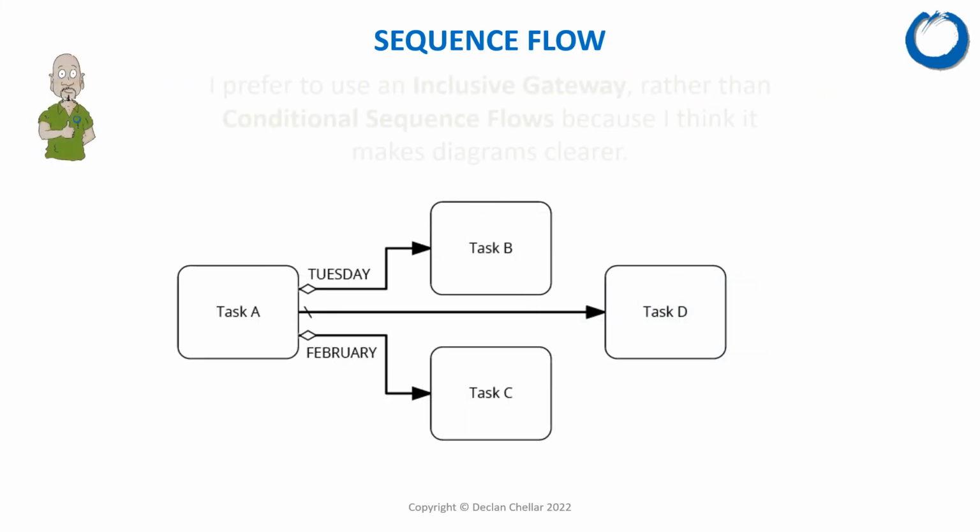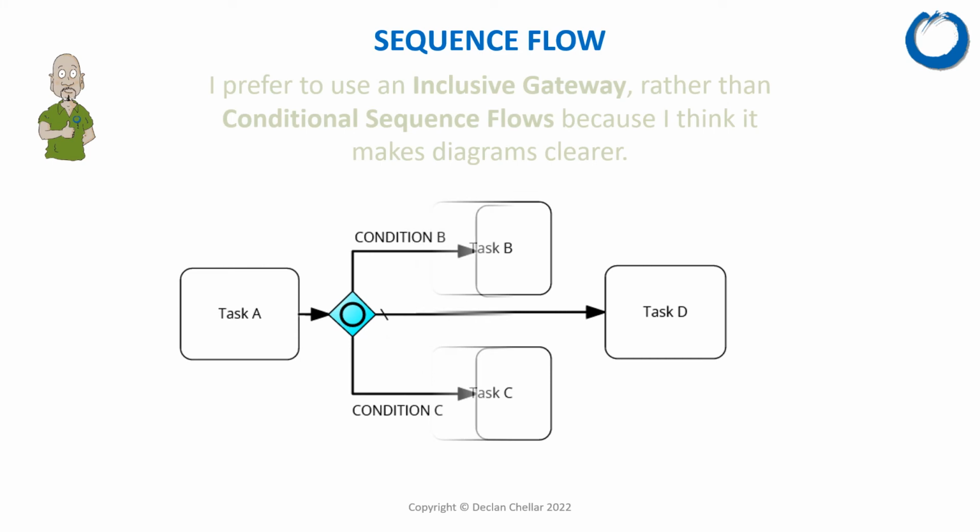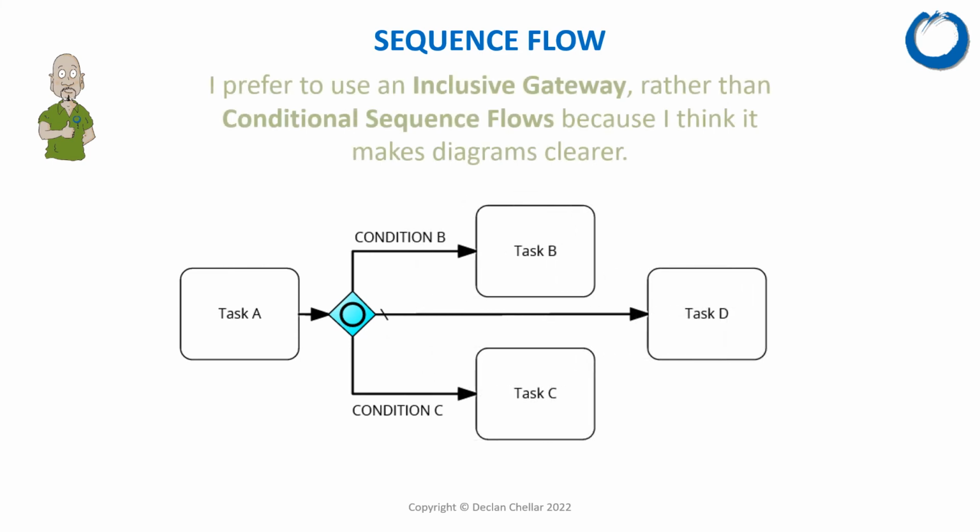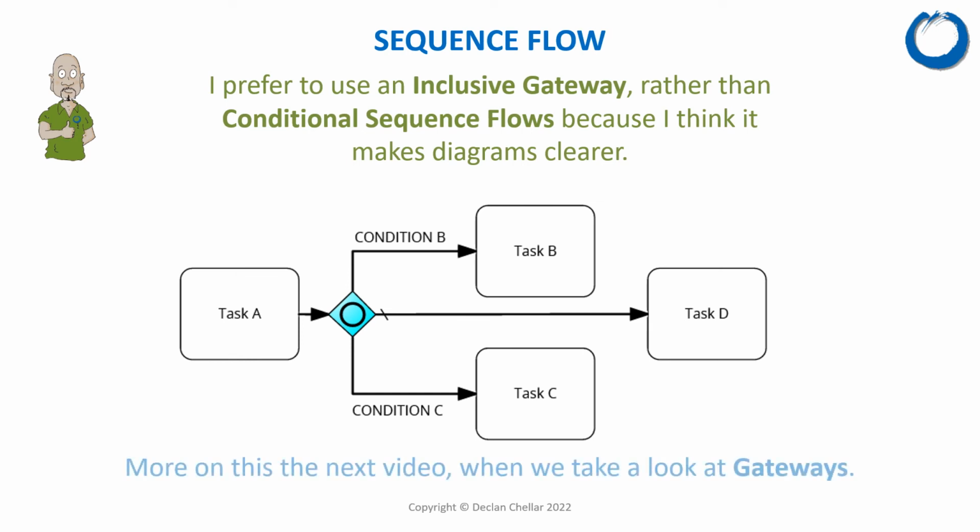I prefer to use an inclusive gateway rather than conditional sequence flows because I think it makes diagrams clearer. More on this in the next video when we take a look at gateways.